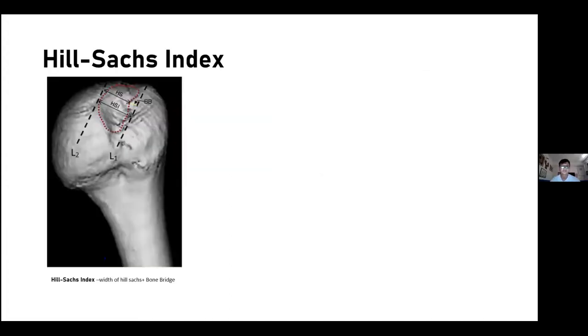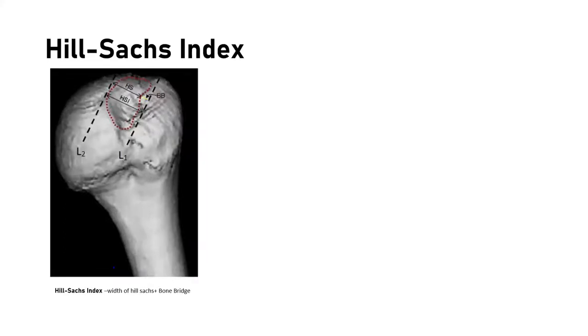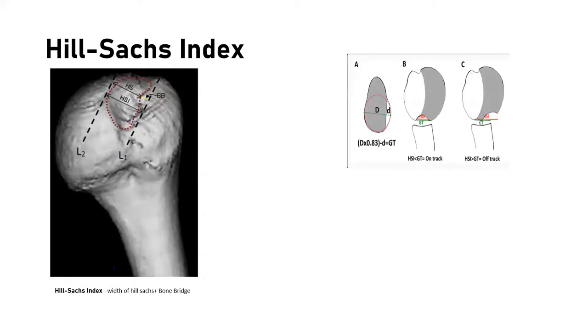There is something called the Hill-Sachs index, which is the measurement of the width of the Hill-Sachs lesion plus the bony bridge between the rotator cuff footprint and the lateral aspect of the Hill-Sachs. The summation of the width of the Hill-Sachs plus the bony bridge is called the Hill-Sachs index. If the Hill-Sachs index is less than the glenoid track, then it is an on-track lesion. If the Hill-Sachs index is more than the glenoid track, it is an off-track lesion.